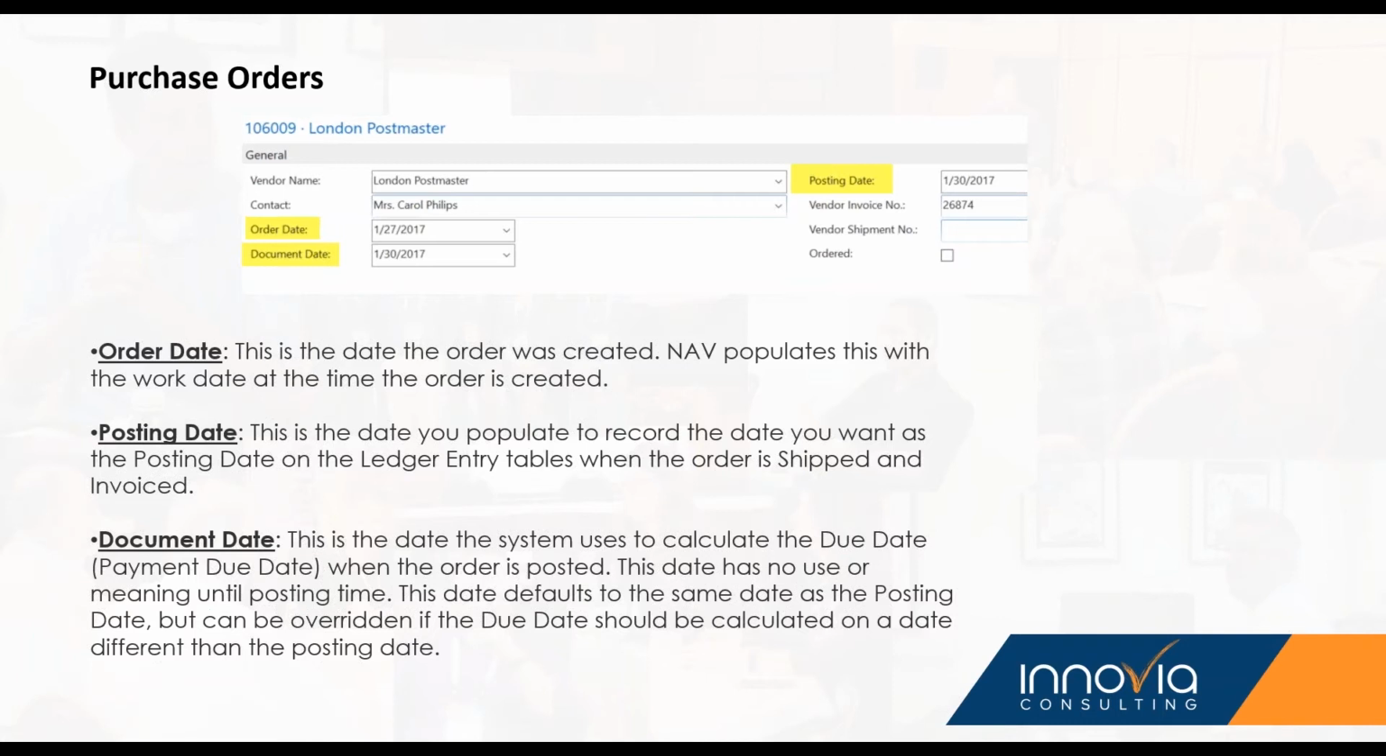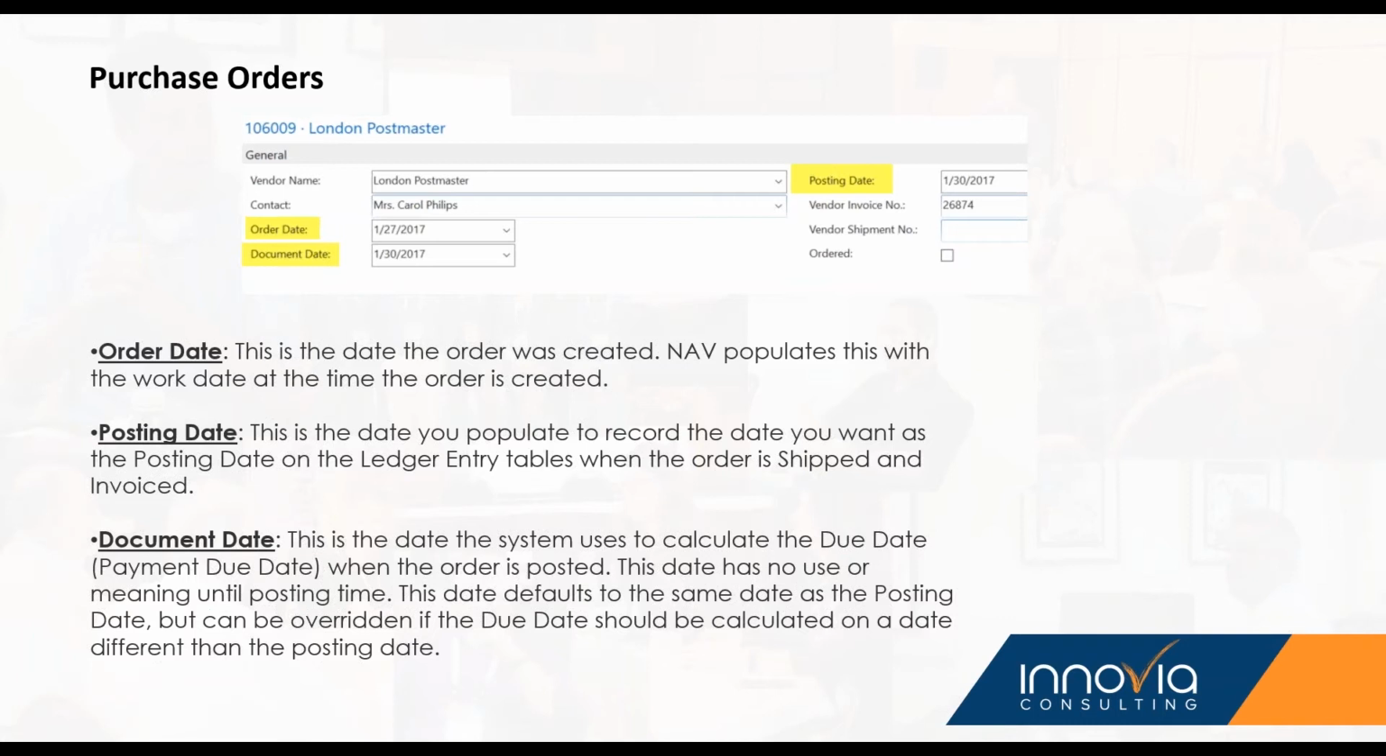Now, here's where we run into the little question that everybody has. I have terms. How do terms come into play with these dates? Well, your document date is going to be your biggest factor in calculating your terms. So your document date is actually the date that NAV uses to calculate a payment due date.